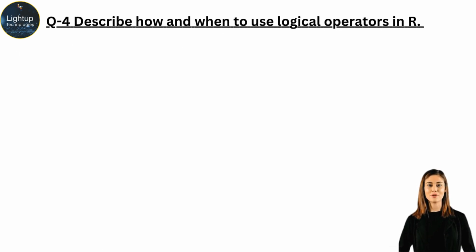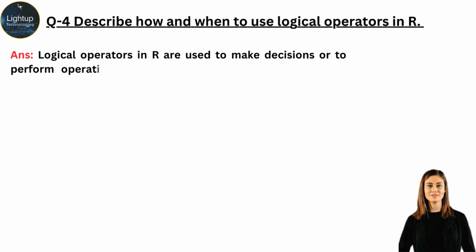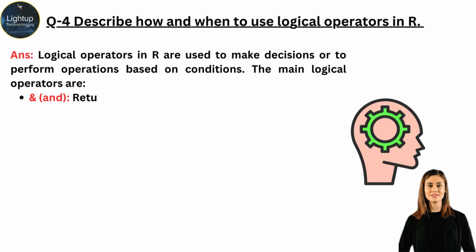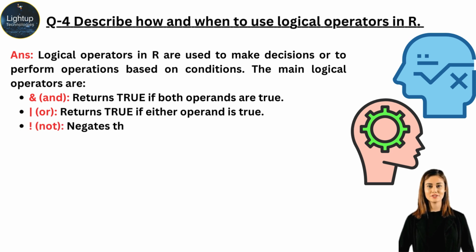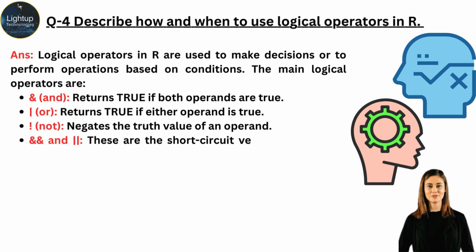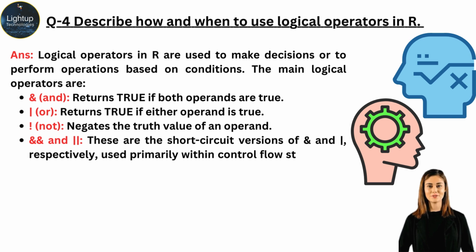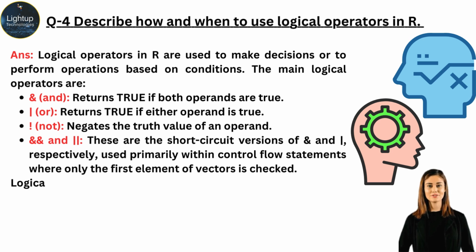Describe how and when to use logical operators in R. Logical operators in R are used to make decisions or to perform operations based on conditions. The main logical operators are: AND, which returns true if both operands are true; OR, which returns true if either operand is true; and NOT, which negates the truth value of an operand. Then there are the double AND and double OR operators. These are the short-circuit versions of AND and OR, respectively, used primarily within control flow statements where only the first element of vectors is checked.